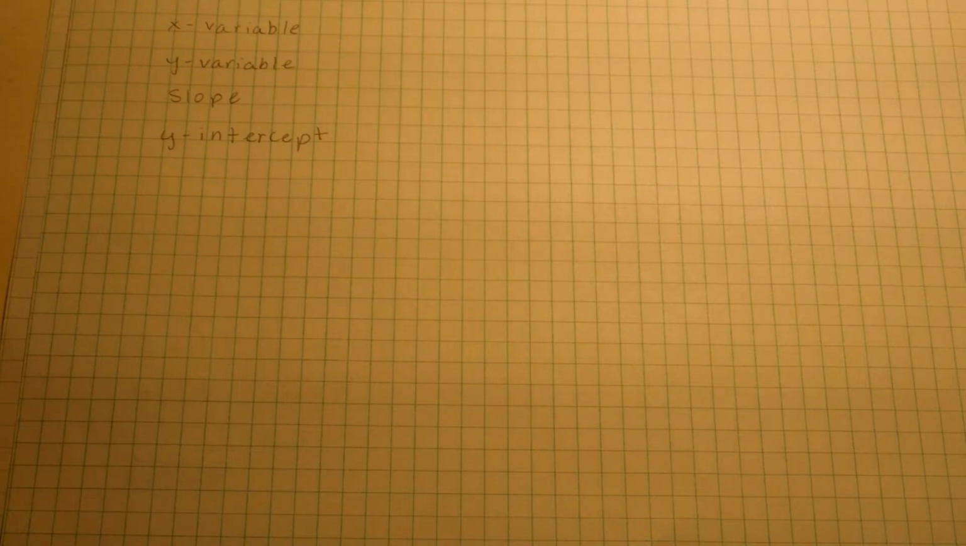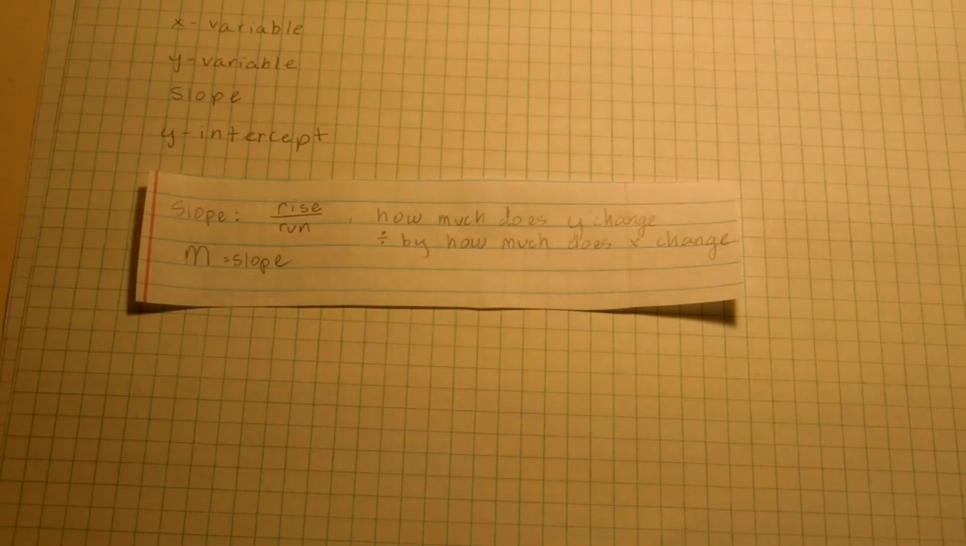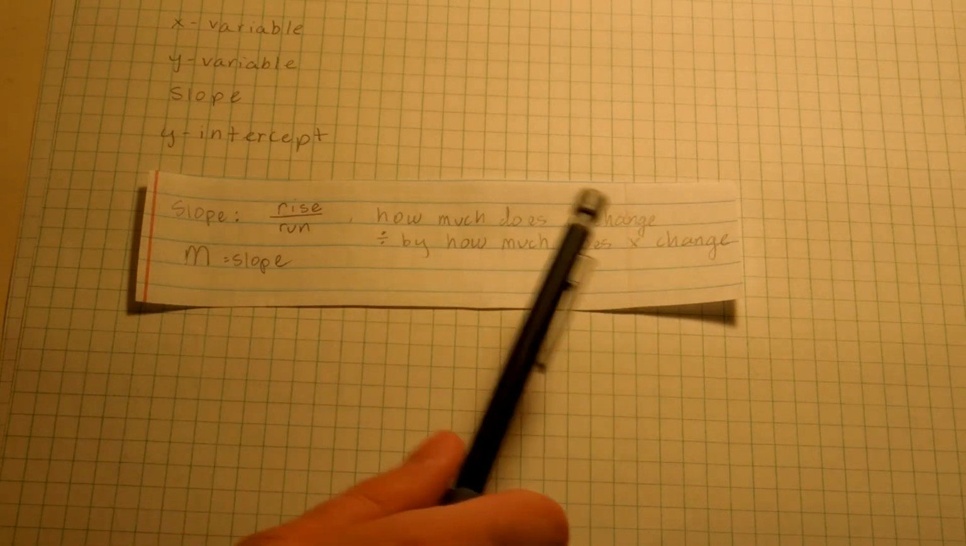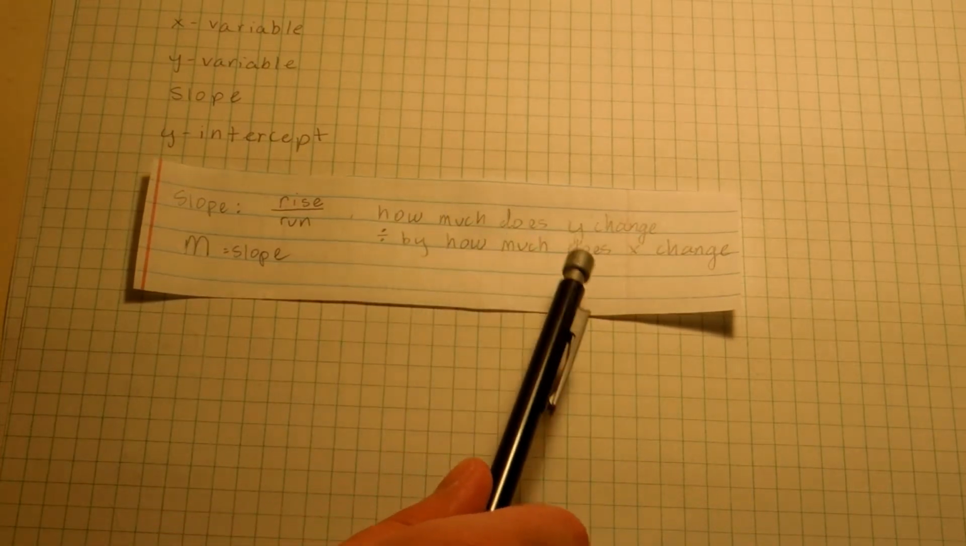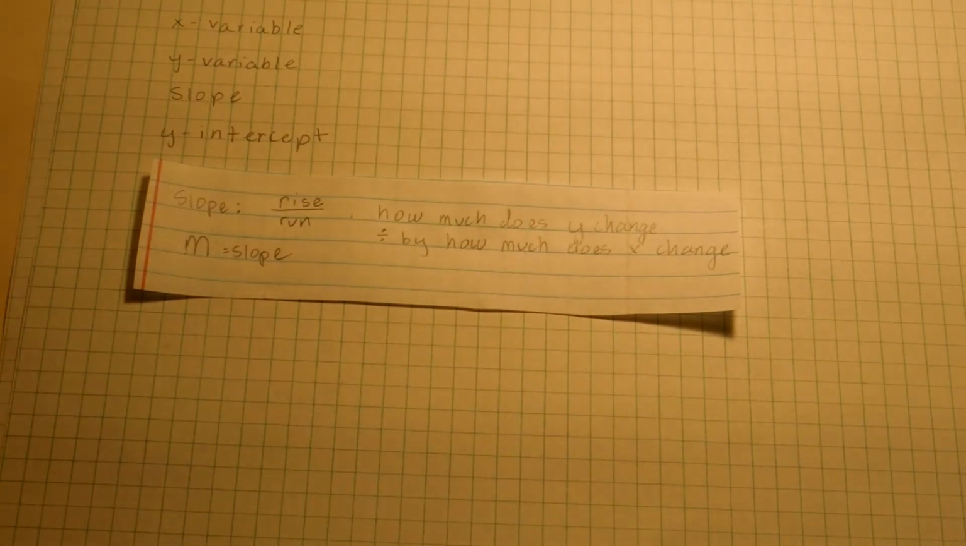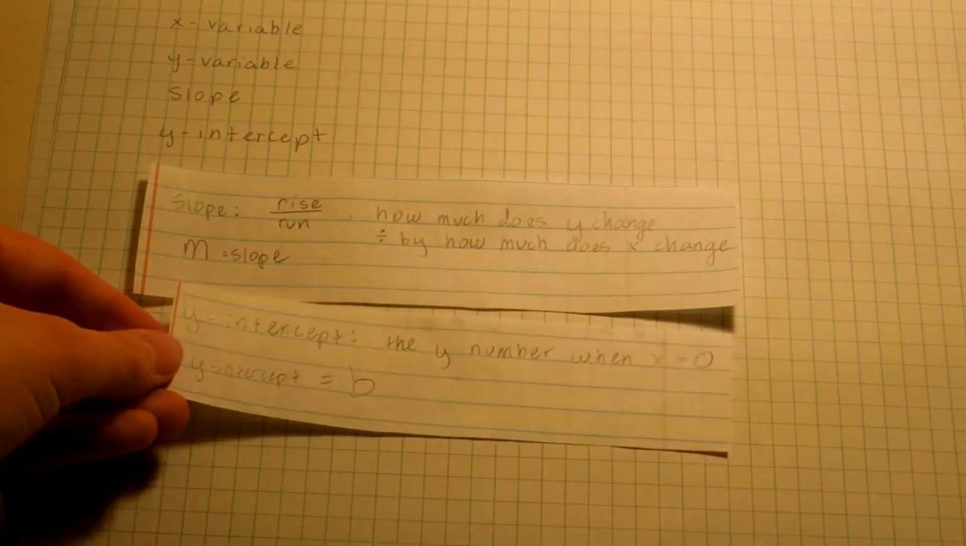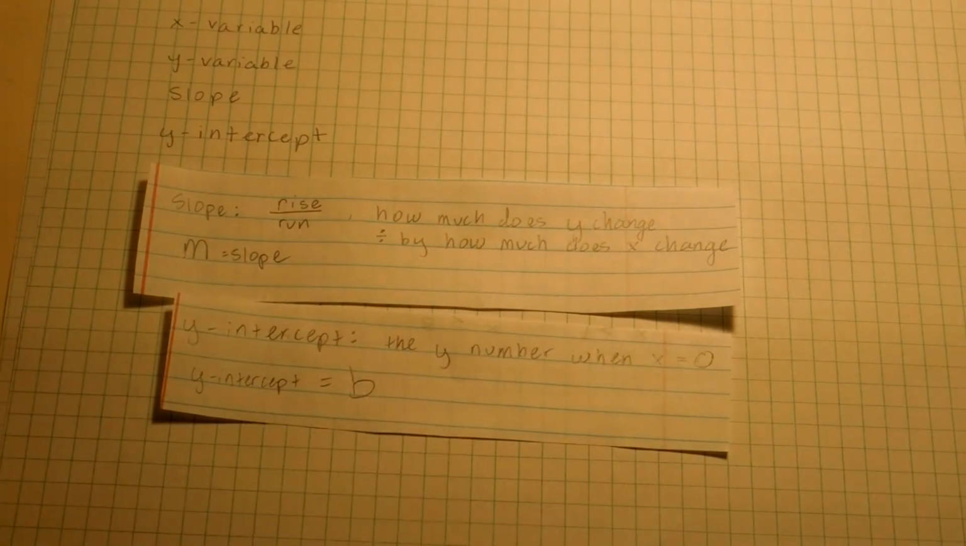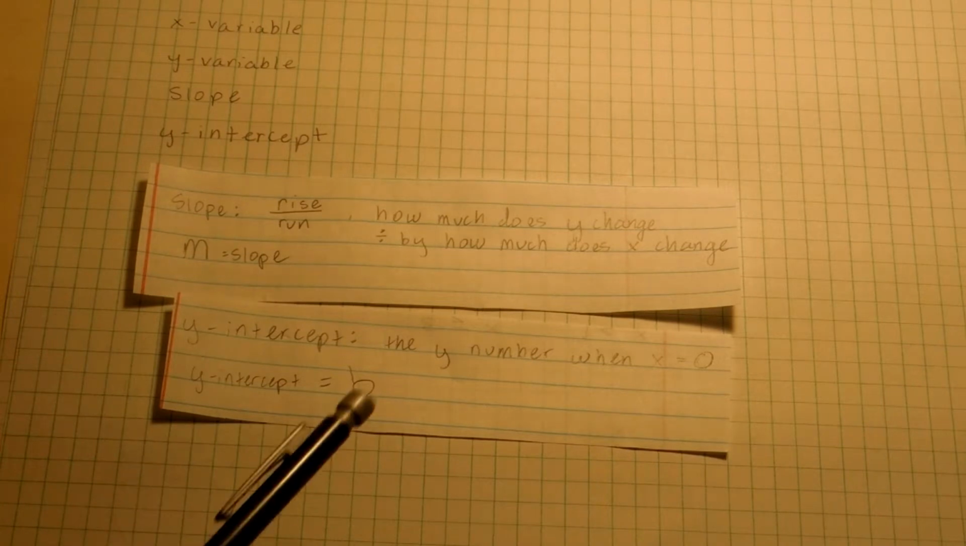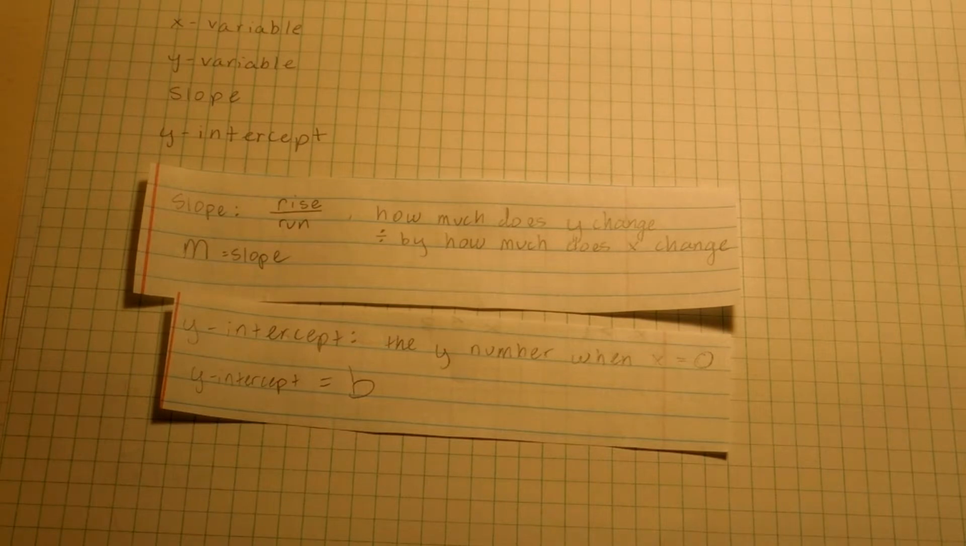Slope represents rise over run, which is the same as how much does y change divided by how much does x change. The slope is written as the letter m. Next, we have our y-intercept. The y-intercept is the y number when x equals 0. The y-intercept is always written with the letter b. So whenever you see a b, think y-intercept.